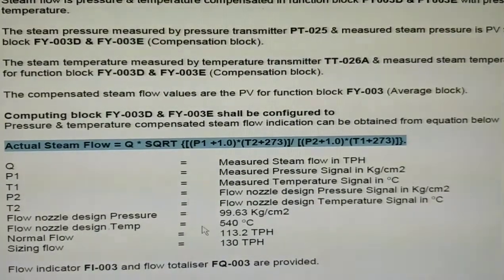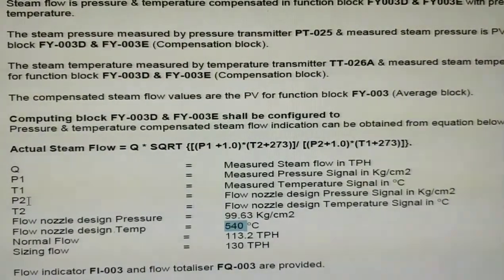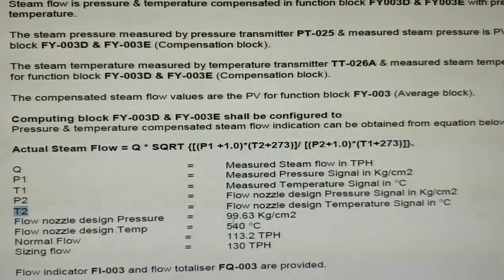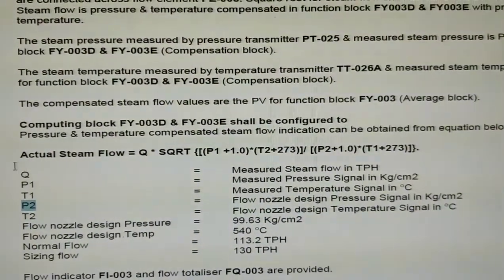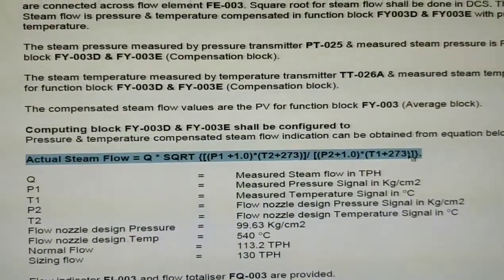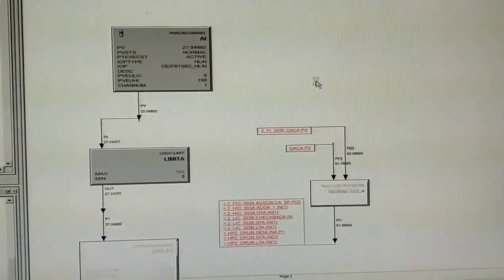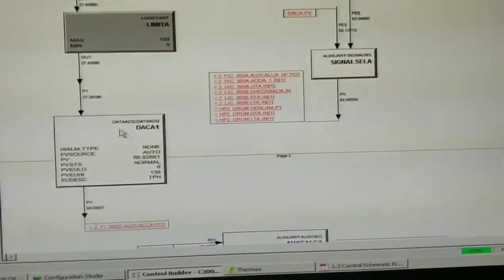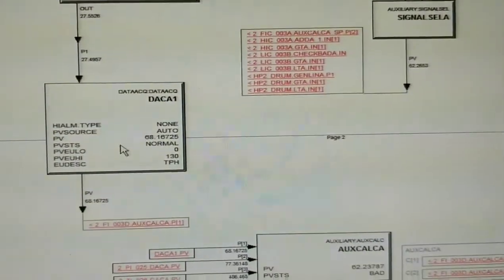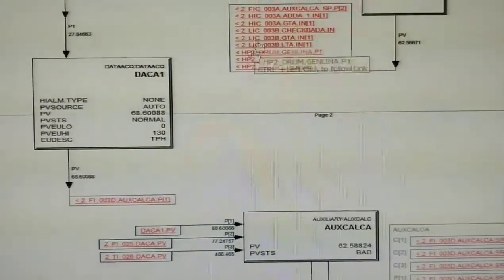Here you can see the flow nozzle design temperature is 540, which is T2, and the flow nozzle design pressure is 99.63, which is P2. So we will see this implemented formula in DCS. This is the place where this compensation is done. This is the raw steam flow, which is getting at 68.4%.